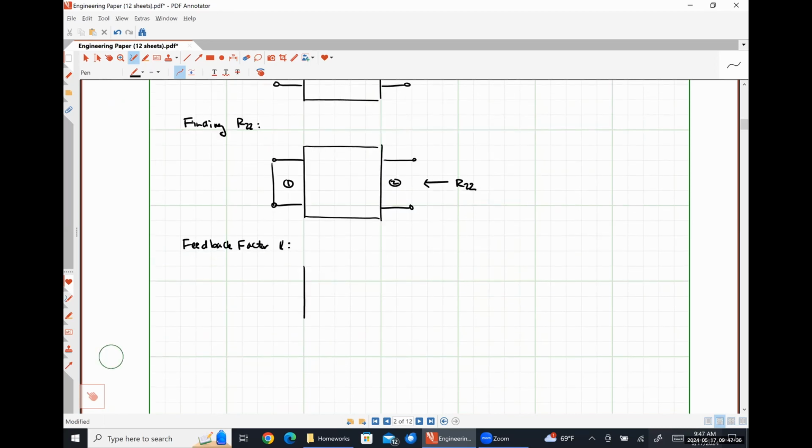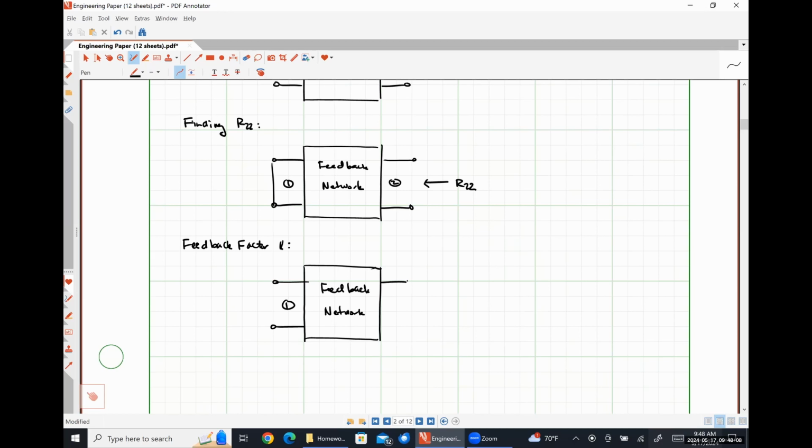Our feedback factor, we're going to do again something similar, but I'm going to go through this one in a little bit more detail on account of this time we're dealing with current signals on both sides. Let me put this here. The feedback. So here's port 1 and port 2.